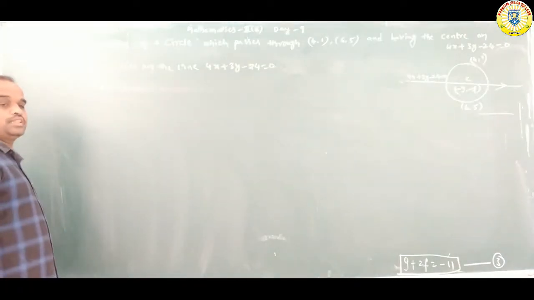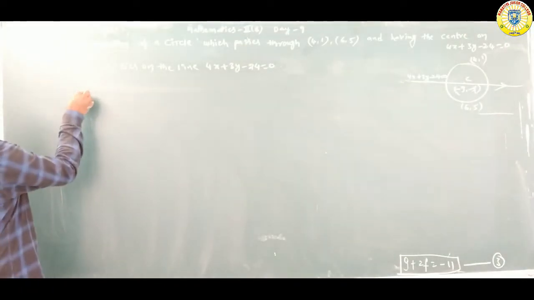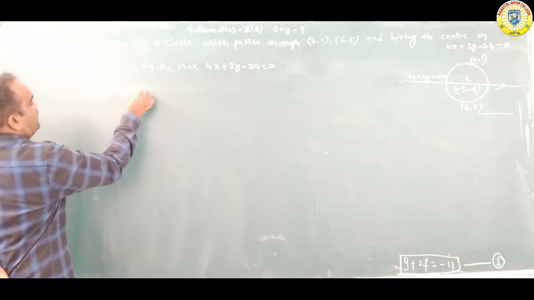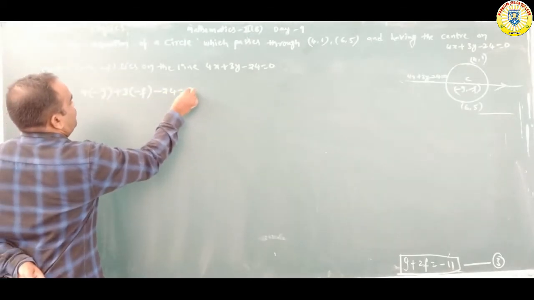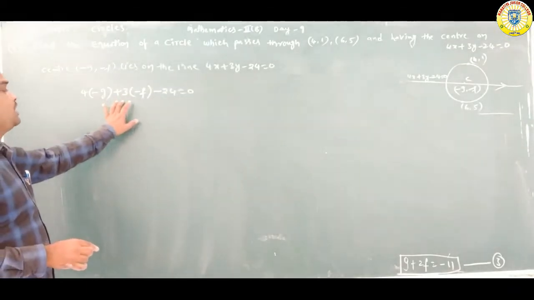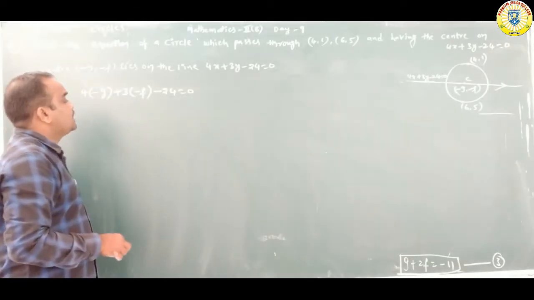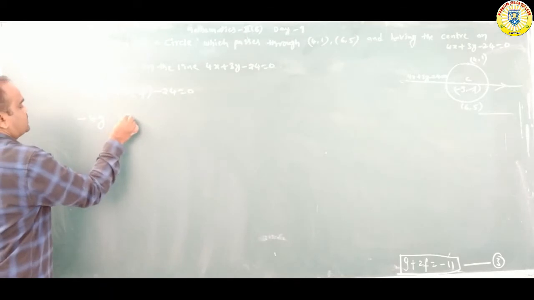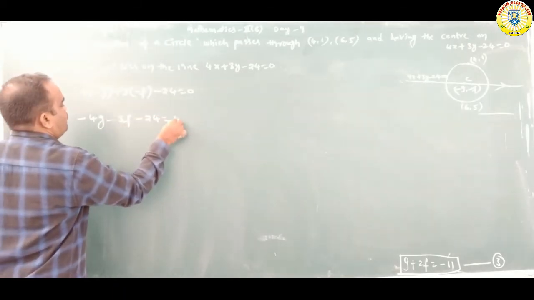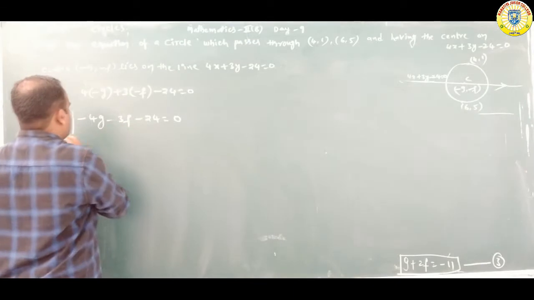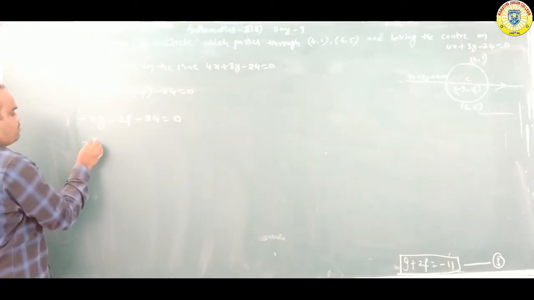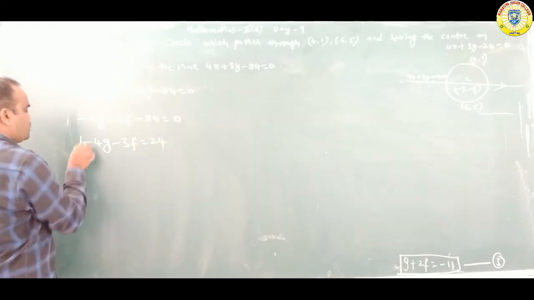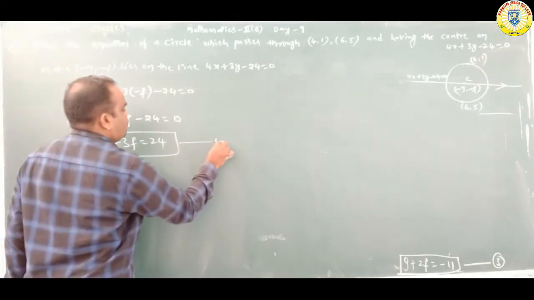Center is nothing but minus g comma minus f. 4 into minus g, plus 3 into minus f, minus 24 is equal to 0. See here, minus 4g minus 3f minus 24 is equal to 0. So we can write minus 4g minus 3f is equal to plus 24. This is equation 4.